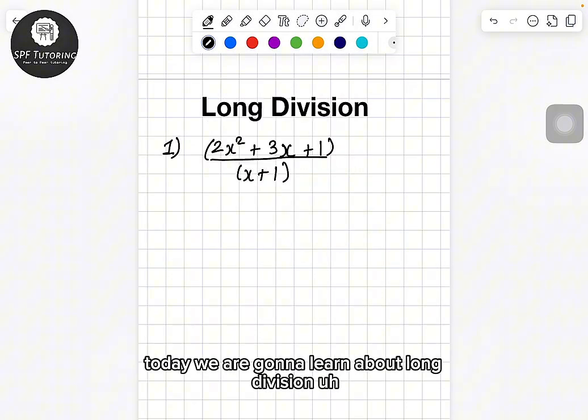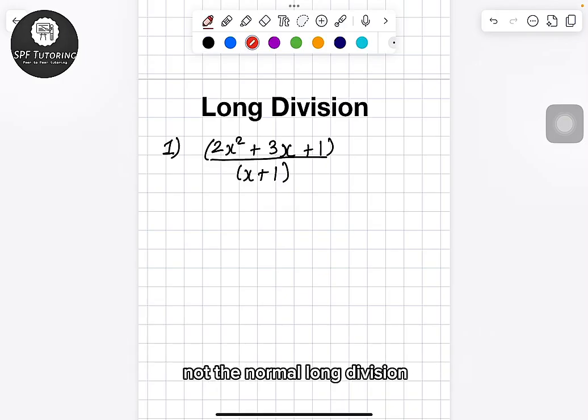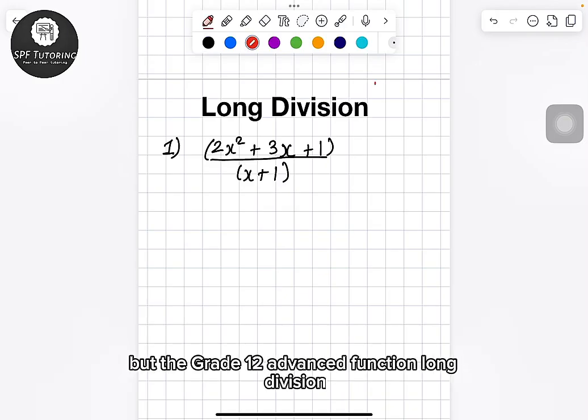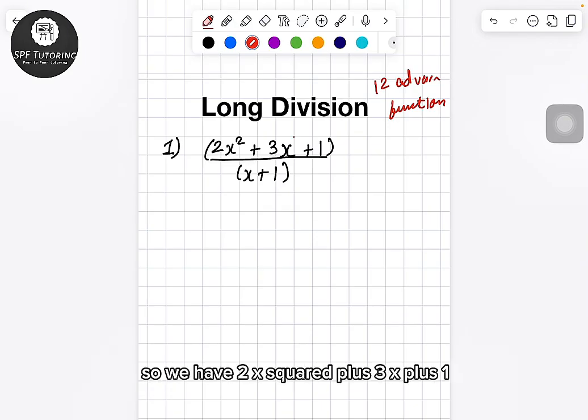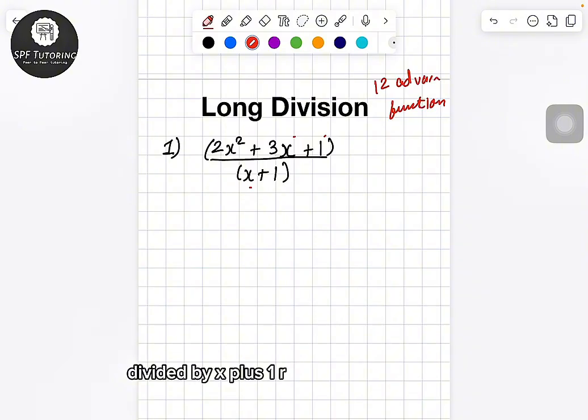Today we are going to learn about long division. Not the normal long division, but the grade 12 advanced function long division. So here we have an easy equation just to learn how to do it. We have 2x squared plus 3x plus 1 divided by x plus 1.